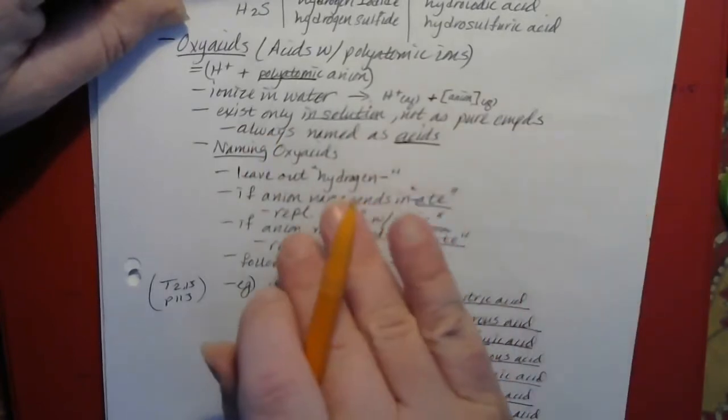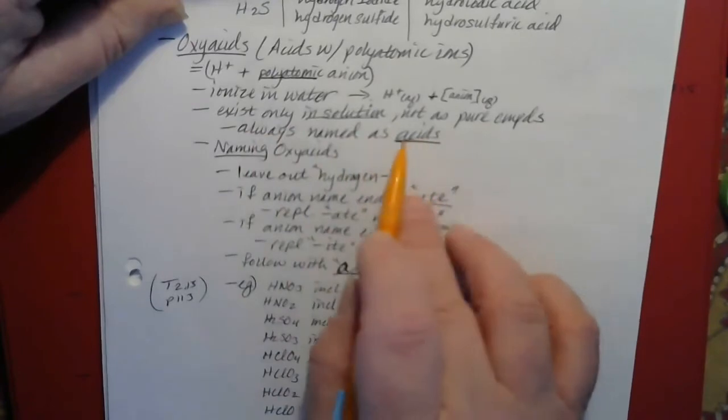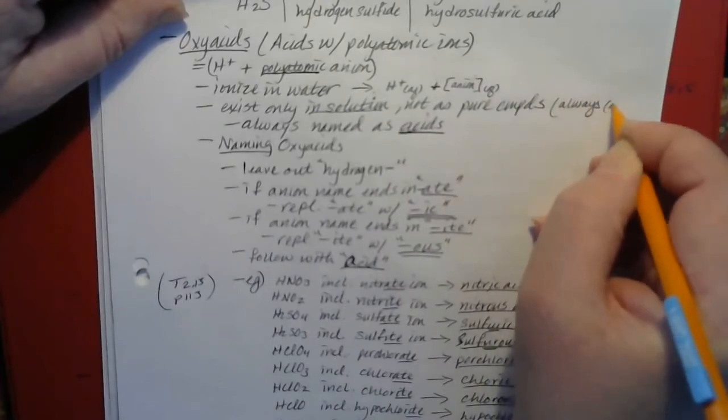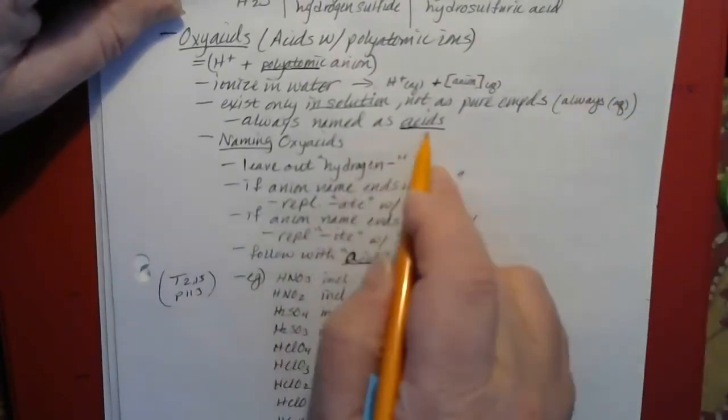These compounds, the oxyacids, only exist in solution. They don't exist as pure compounds not dissolved in water. So they will always be aqueous, and so they're always named as acids.